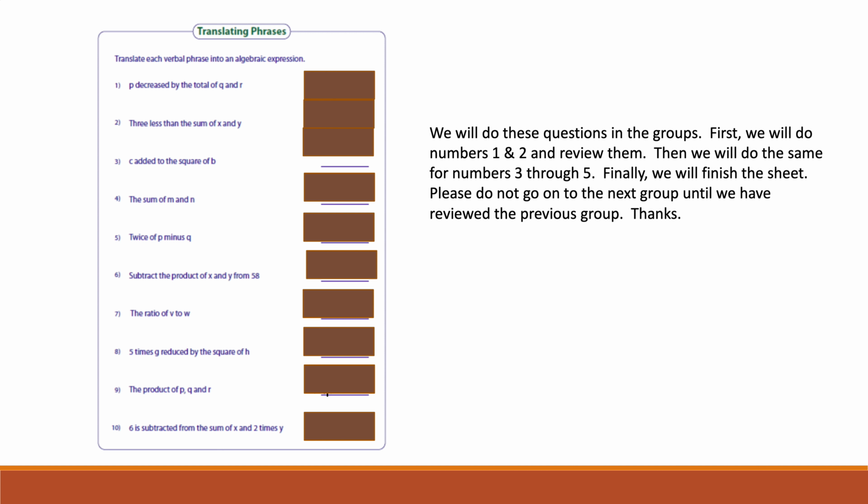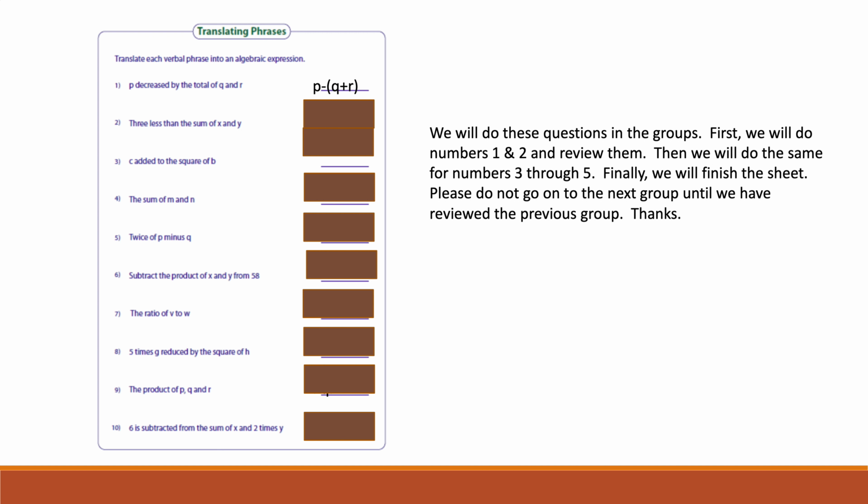Okay, number 1, p minus q plus r. It says p is decreased by the total of q and r. So I got to do the total of q and r. The total of q and r means I got to add up q plus r, and then I have to do p minus that.